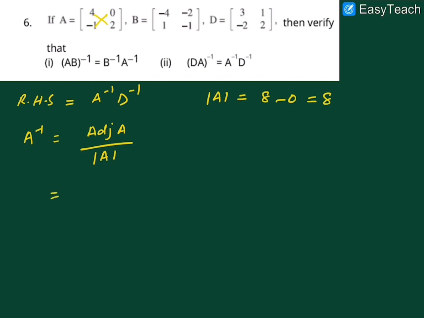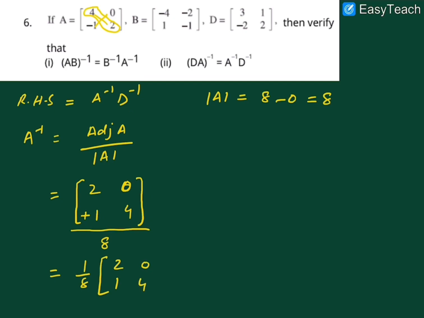Now the adjoint of A: changing the position of the diagonal elements 2, 4, and for the other numbers you need to change the sign. 0 you can write positive or negative, it doesn't matter. So adjoint of A divided by 8 will be 1 over 8, 2, 0, 1 and 4. This is A inverse.